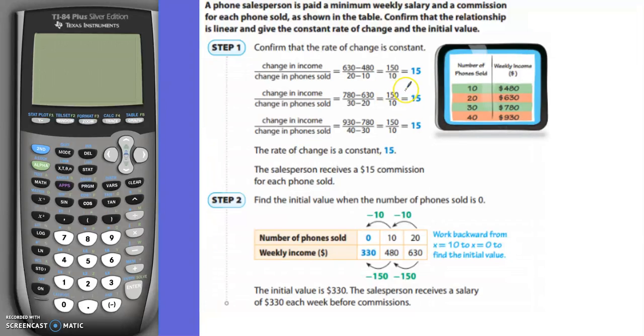780 minus 630 is 150. 30 minus 20 is 10. 150 divided by 10 is 15. 930 minus 780 and 40 minus 30 is 10.